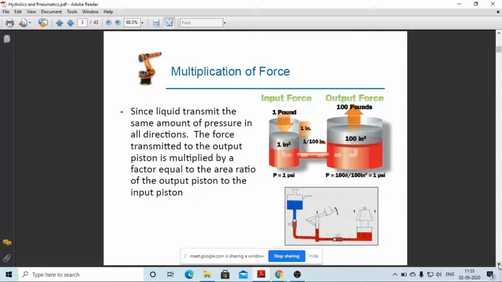Now here is one example of multiplying the forces. You can see here the cross sectional area is going to be changed, and the fluid is confined within the two containers of different sizes. By applying a very small 1 pound input force, with a cross sectional area of 1 inch square, it is going to be converted into 100 pounds, because the cross sectional area is going to be increased. It is a simple theory for the mechanical students.